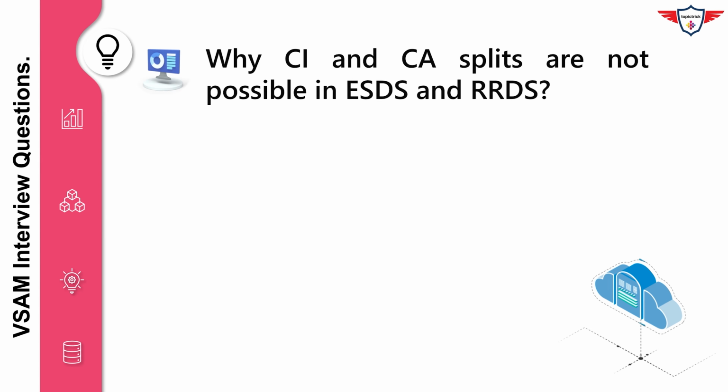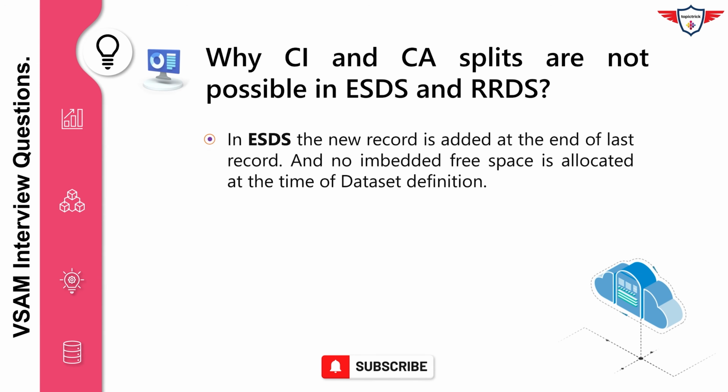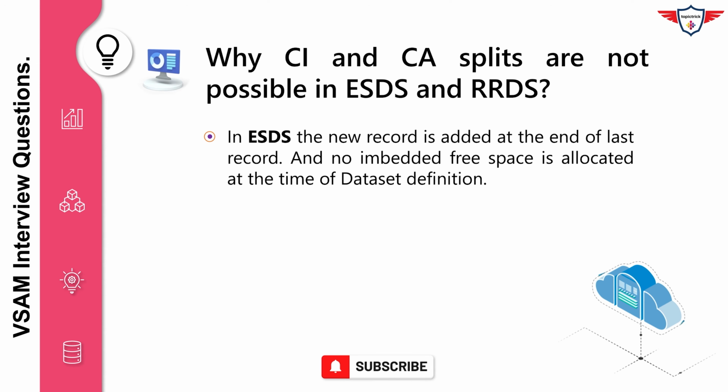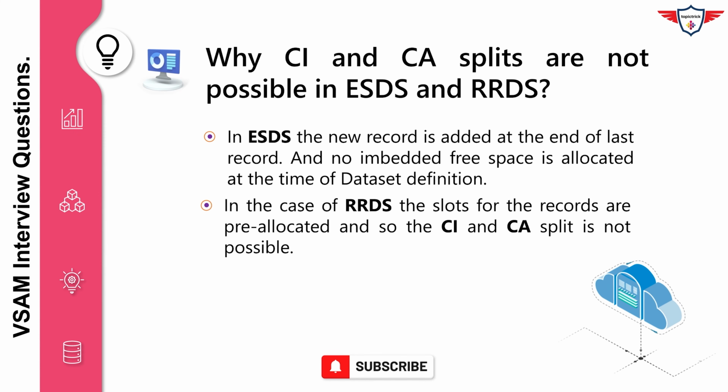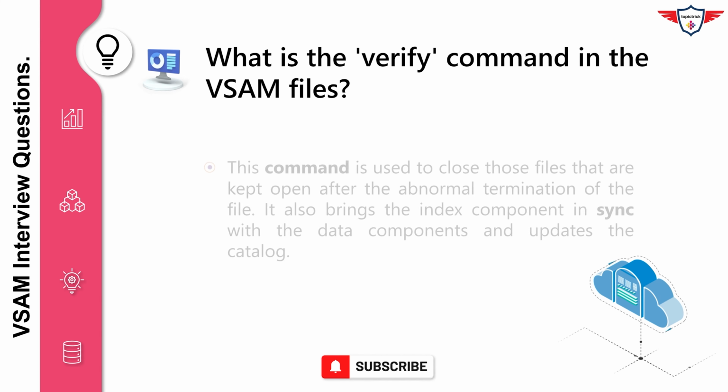Why are CI and CA splits not possible in ESDS and RRDS? In ESDS, the new record is added at the end of the last record, and no embedded free space is allocated at the time of dataset definition. In the case of RRDS, the slots for the records are pre-allocated, and so the CI and CA split is not possible.